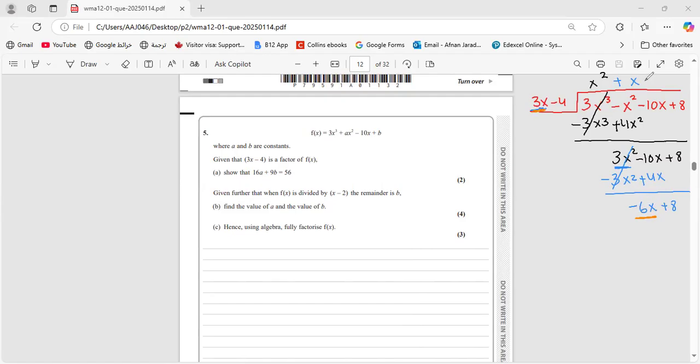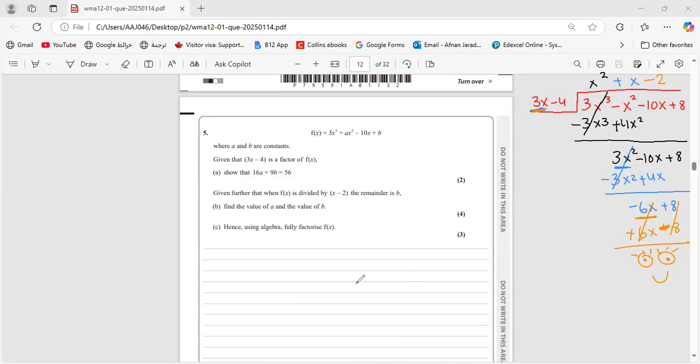-6x divided by 3x is minus 2, minus 2 multiplied by 3x is minus 6x, and minus 2 multiplied by -4 is plus 8. Don't forget to subtract, so change all signs, and this one must equal 0. Must equal 0, okay? Must equal 0 because 3x minus 4 is a factor, okay?